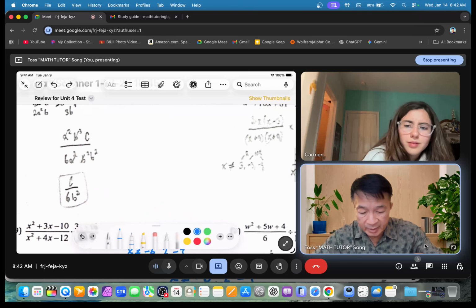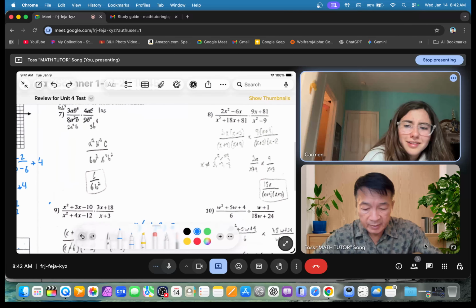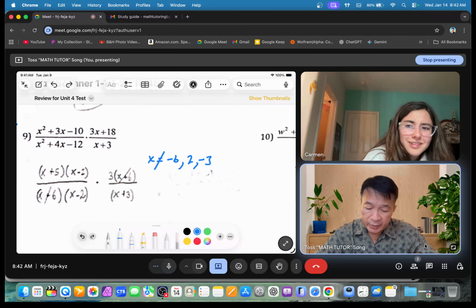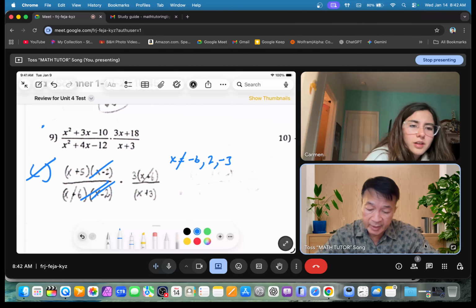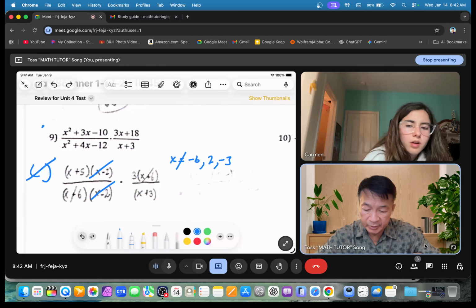Does your teacher even want that? Let me see the instruction carefully. If you ever cross cancel the numerator over the denominator, it doesn't matter where it's located. It could be over here. You cancel that out like that. That's removable.